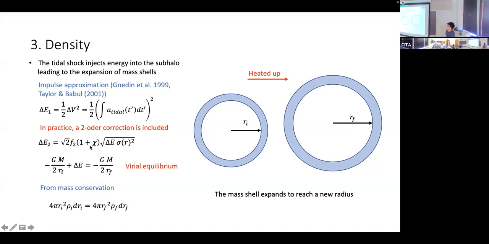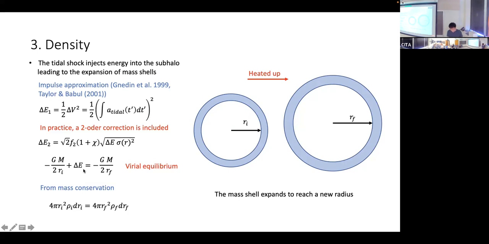The chi here is the correlation between the dark matter velocity dispersion and the dark matter position. And F2 here is a constant coefficient we need to calibrate to simulations. After getting this heating energy, the first order term plus the second order term, we solve this equation here, because we assume that the mass shell is always in virial equilibrium. For example, we have a mass shell with initial radius Ri, it gets some heating energy injected by the tidal shock, so it expands to reach a larger radius Rf.